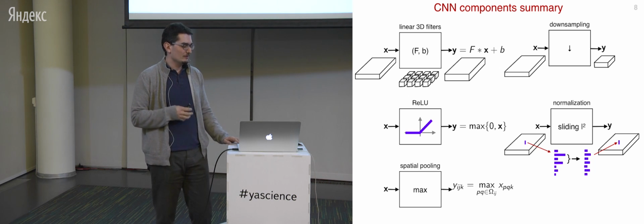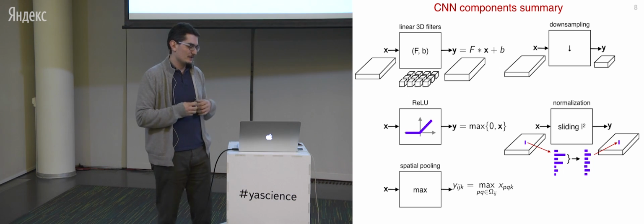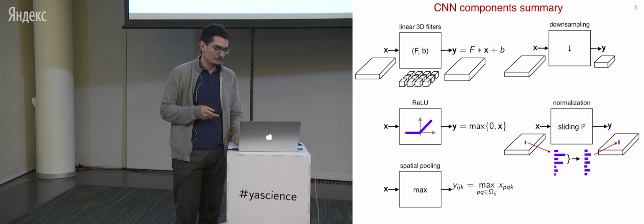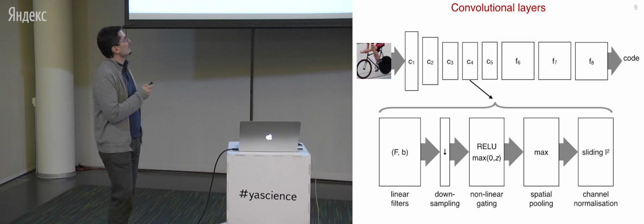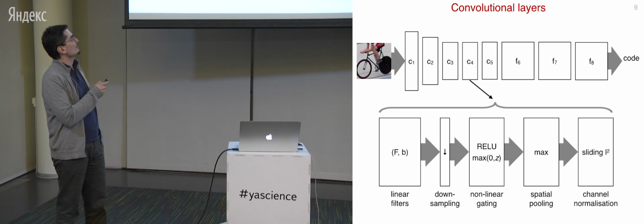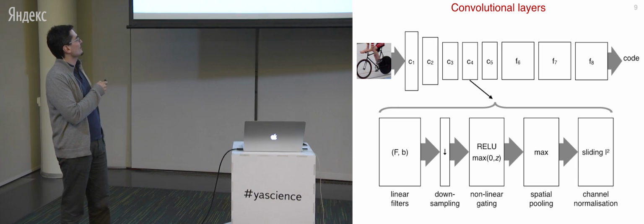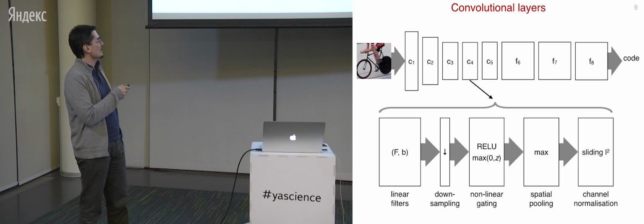Suffice to say that these are good building blocks that allow you to express very complex functions while at the same time being able to train them. So this is what this looks like with our AlexNet architecture. You have a sequence of convolutional features. Each one of these blocks is really a sequence of linear filters, downsampling, computing the ReLU, max pooling, and sliding L2 normalization across feature channels.